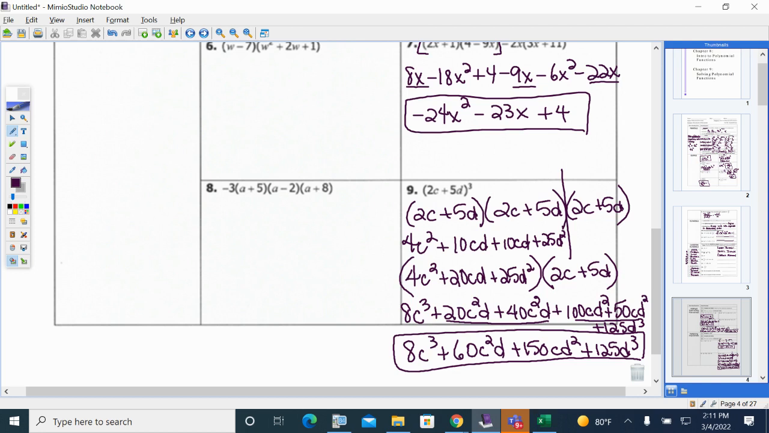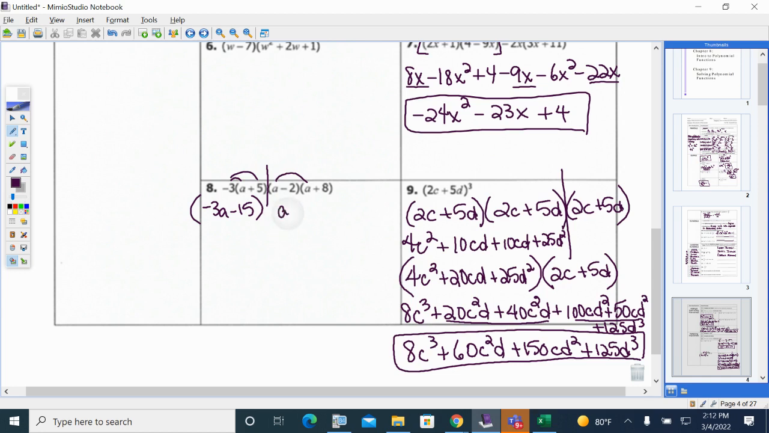Again, you can't multiply more than two things at a time. So on number 8, I would just split this down the middle and multiply the left two together, multiply the right two together, and then get those two answers and multiply those. So for example, the left one here is just going to be negative 3a minus 15. Easy. Then we're going to FOIL the other two.